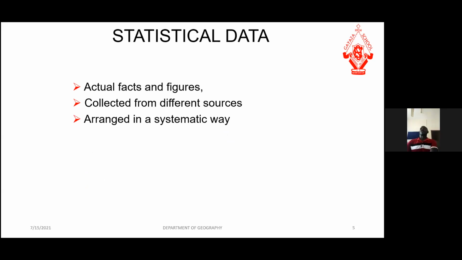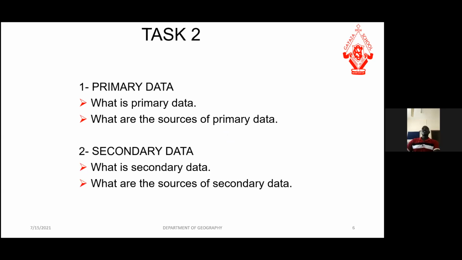Okay, so in our groups, we are going to look at what primary data is, then the sources of primary data, what secondary data is, and the sources of secondary data.